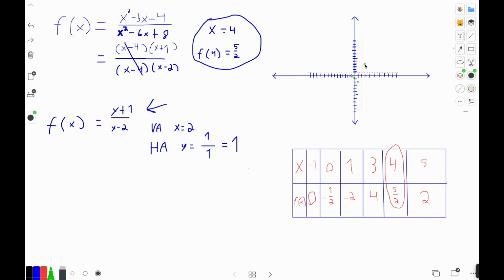And now at 4, comma 5 over 2, we're going to have an open circle, right? So we open circle. 4, 1, 2, 3, 4, and then 5 over 2 is right here. Okay, it's not perfect, but it doesn't have to be perfect. And then 5, comma 2. 1, 2, 3, 4, 5. 1, 2.